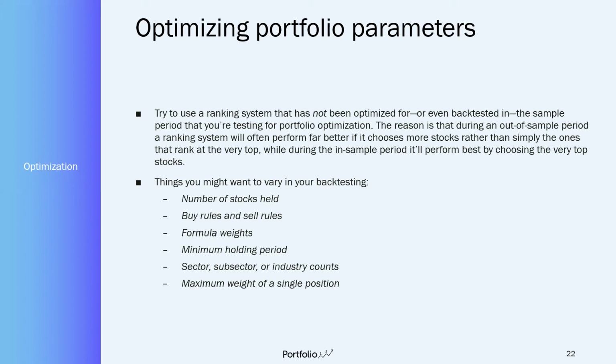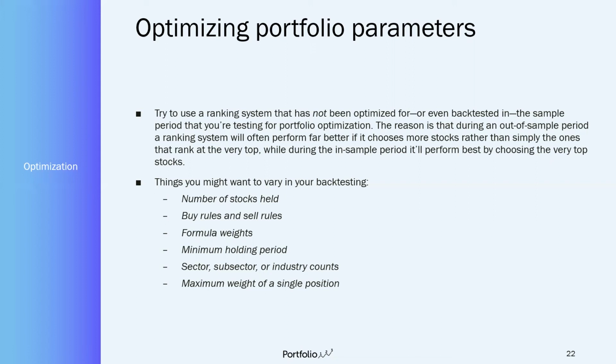Because if you do them together, you're going to end up with portfolio practices that are not suited to out-of-sample ranking. And the things that you might want to vary in your backtesting include the number of stocks you hold, your buy rules and your sell rules, formula weights, the minimum holding period for your stocks, the sector, subsector, or industry counts in your portfolio, the maximum weight of a single position. I'm sure you can think of other things.